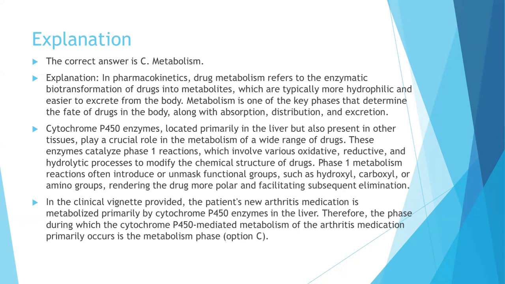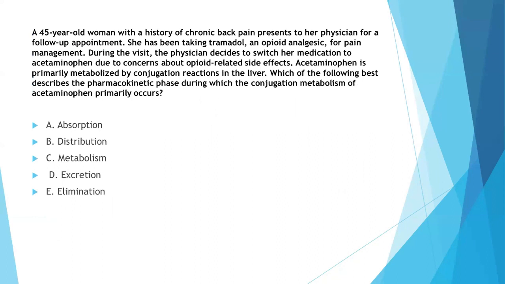Okay. Now you know about phase 1 reaction. Now, a 45-year-old woman with a history of chronic back pain presents to a physician for a follow-up appointment. She has been taking tramadol, which is an opioid analgesic, for pain management. During the visit, the physician decides to switch her medication to acetaminophen due to concerns about opioid-related side effects. Acetaminophen is primarily metabolized by conjugation reactions in the liver. Now, which of the following best describes the pharmacokinetic phase during which the conjugation metabolism of acetaminophen primarily occurs?